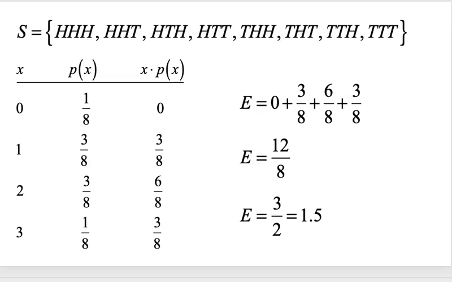Let's think about what this means. If you flip a coin 3 times, how many heads do you expect to get? On average, you would expect to get about 1.5 heads. About half the time you would expect to get heads. So if you flip the coin 3 times, you would expect on average to get 1.5 heads.